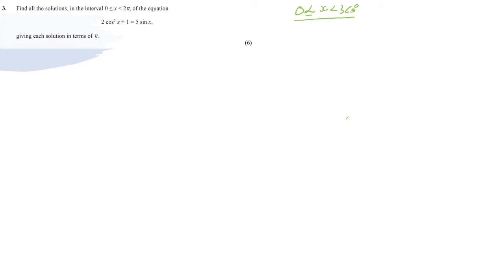Okay, so we'll do the same thing, because here it's in cosine squared x, so we have our equation again. We want everything in terms of sine, so cosine squared x is equal to 1 minus sine squared x. So 1 minus sine squared x plus 1 is equal to 5 sine x. Okay, so I will do quick expanding.